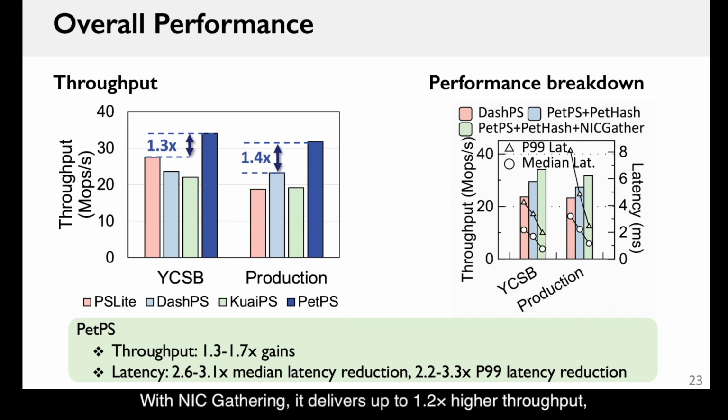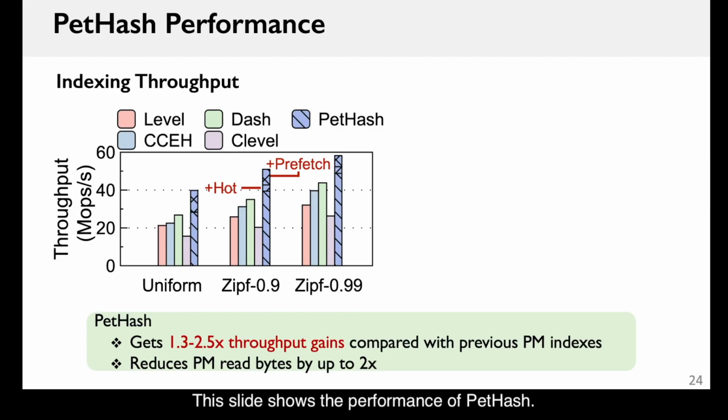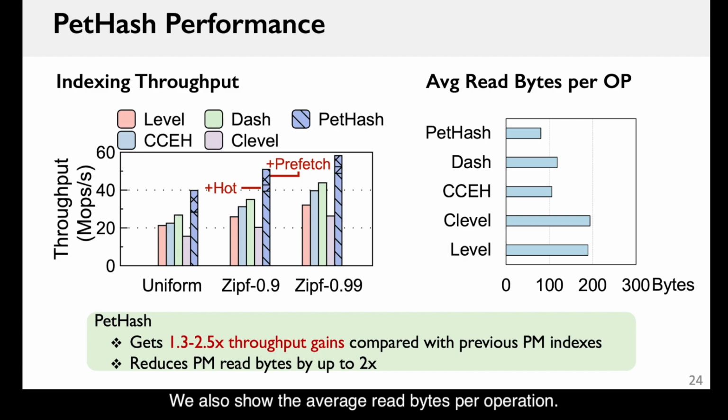With NIC gathering, it delivers up to 1.2 times higher throughput, 2.3 times lower median latency, and up to 2 times lower tail latency, mainly coming from lifting the burden of gathering off the CPUs. This slide shows the performance of PET-hash. PET-hash can get 1.3 to 2.5 times throughput gains compared with previous PM indexes. We also show the average read bytes per operation. PET-hash can reduce PM read bytes by up to 2 times.